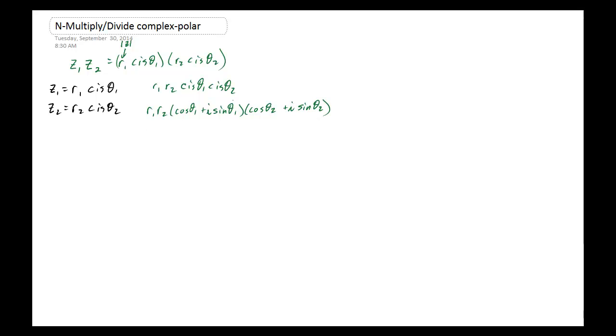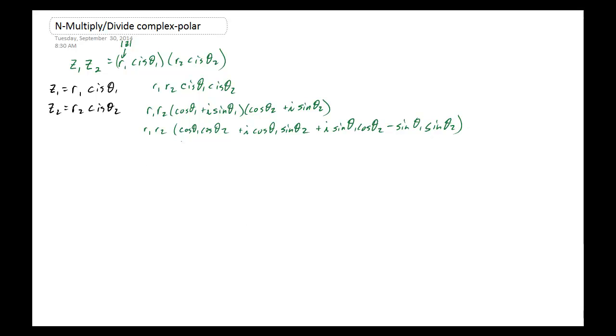And we're going to go ahead and do the expansion here. So the r1 r2, of course, will stay the same. We've got cosine of theta 1 times cosine of theta 2, which will give me cosine theta 1 cosine theta 2. We've got cosine theta 1 times i sine theta 2, so we're going to have a plus i cosine theta 1 sine theta 2. Then we'll have the i sine theta 1 times cosine theta 2, so plus i sine theta 1 cosine theta 2. Just wait, it's going to be worth it, I promise. And then we'll have i times i, so minus sine theta 1 sine theta 2.